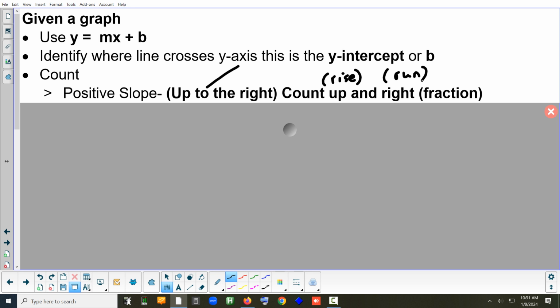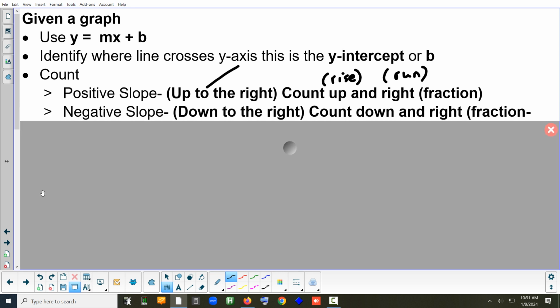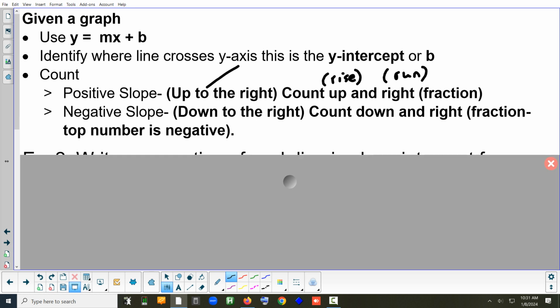Now, instead of going up and to the right, what's the other way we could go besides up? Down. Well, if we go down to the right, that's a negative slope. Here's a picture of what negative slope looks like. So we would count down. Even though we're counting down, that number is still called the rise. Anything up or down is called rise.